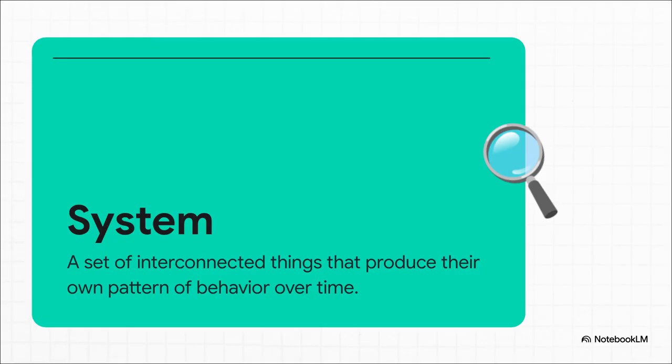A system is a set of things, and it can be anything. People, cells, you name it, that are all interconnected. And because of those connections, they create their own distinct patterns over time. The real secret sauce isn't in the parts themselves, it's in how they all relate to each other.